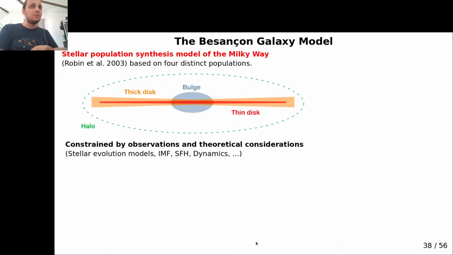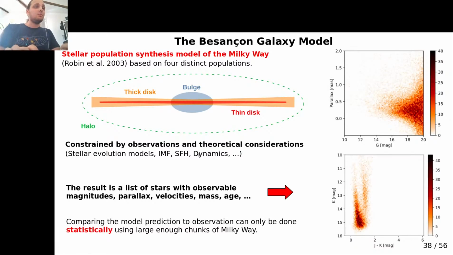I will say a few words about the Besançon galaxy model, which is a stellar population synthesis model of the Milky Way. It is based on 4 distinct populations: a thin disk, a thick disk, a bulge, and a halo. This model is constrained by observations and theoretical constraints. For example, you have stellar evolution models inside, and the large-scale dynamics of the Milky Way. The output of a Besançon galaxy model prediction is a list of stars with observable quantities, for example magnitudes, parallax, or other quantities such as velocities, ages, and so on.